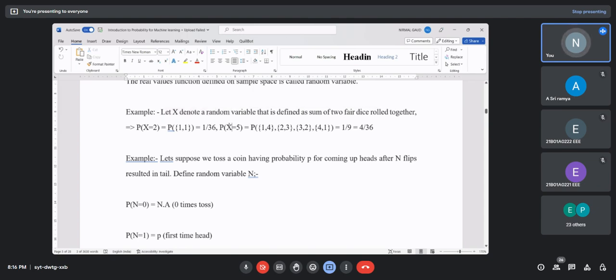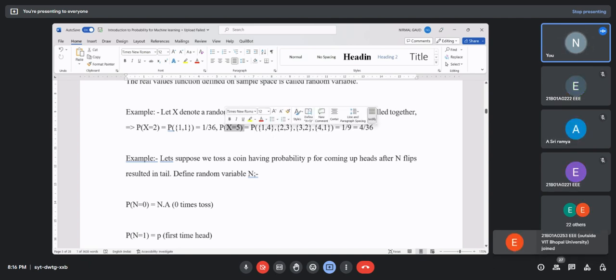Let us suppose X denotes a random variable defined over two fair dice rolled together. I'm going to roll two dice, and X is a random variable defined over it. So P(X = 2) is P(1,1), that is 1 by 36. P(X = 5) means (1,4), (2,3), (3,2), (4,1). That means I'm going to take the combinations whose result is 5.